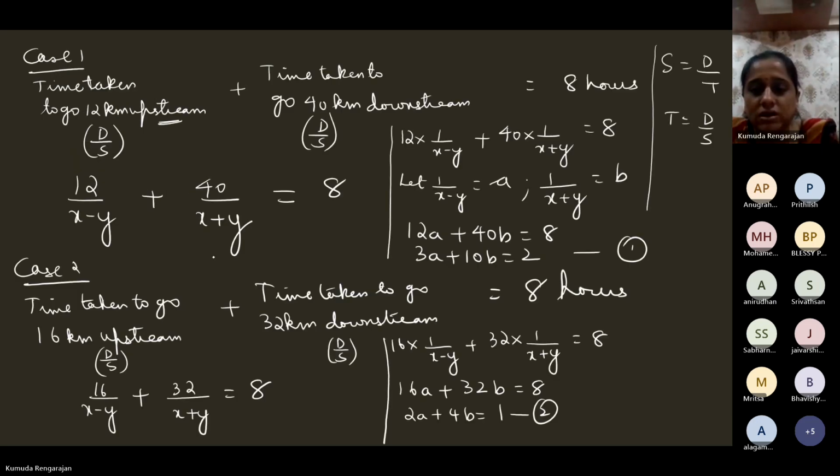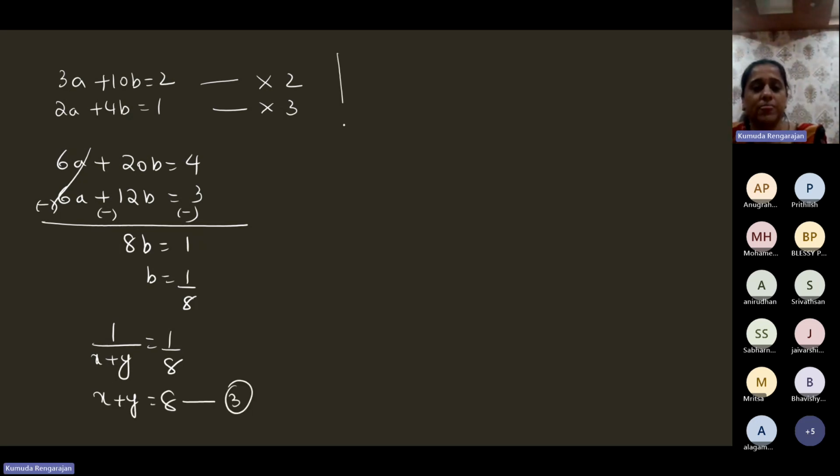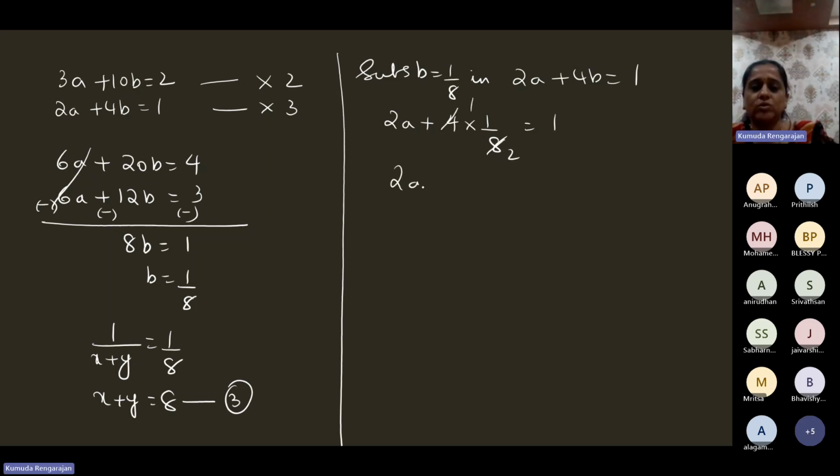But who is b? b is 1 by x plus y. So 1 by x plus y is equal to 1 by 8. On cross multiplying or on taking reciprocals on both the sides, x plus y is equal to 8. This is equation 3. Now substitute b is equal to 1 by 8 in whichever equation, say in 2a plus 4b is equal to 1. So you get 2a plus 4 into 1 by 8 is equal to 1. 4 ones are 4, 4 twos are 8. So 2a is equal to 1 minus 1 by 2. 2a is equal to 1 by 2.